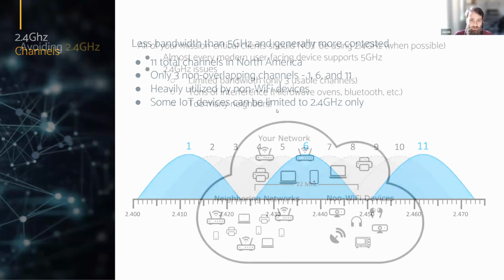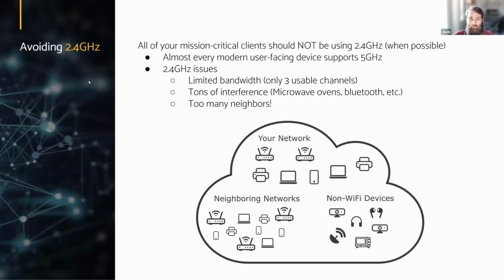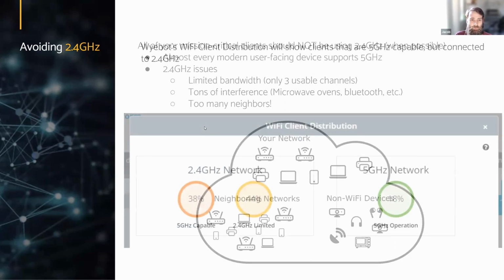So let's look at the next slide here. Here we go. Avoiding 2.4 gigahertz should be a goal for anybody's Wi-Fi network, because almost every user-facing device is going to support 5 gigahertz, and like we talked about, all the issues on 2.4: little bandwidth, neighbors, sources of interference.